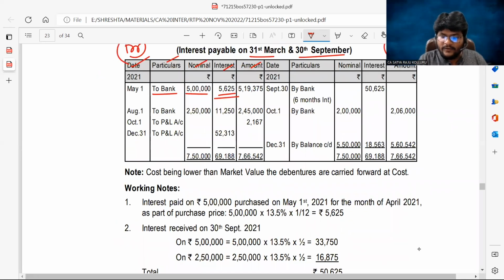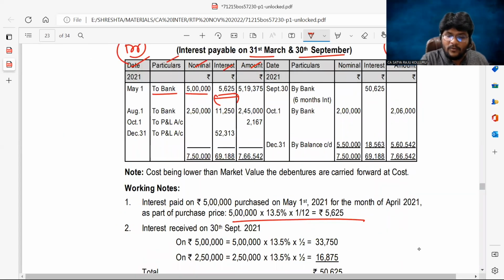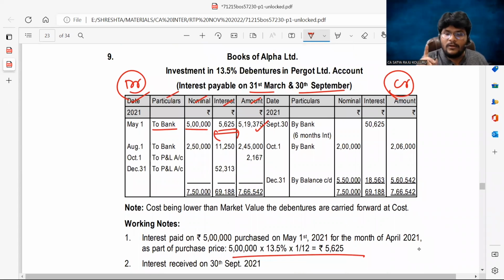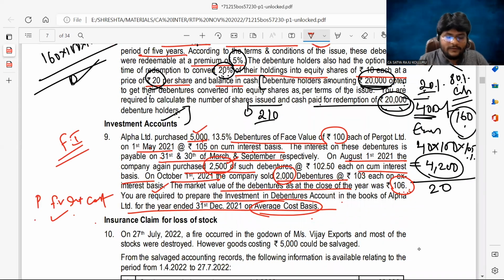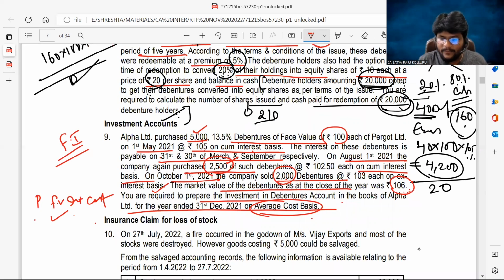The interest calculation was clearly given. You can also show in the bracket as well. Now the quotation price was given at 5,000 into 105. 5,000 into 105 minus 5625. Then you will get the cost of the investment, which was 5,19,375. Again, I am repeating how you know the cost of investments: 5,000 into 105 minus the interest component 5625, which is 519,375. That is the first transaction posting.